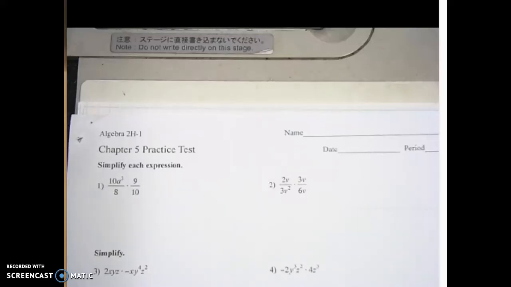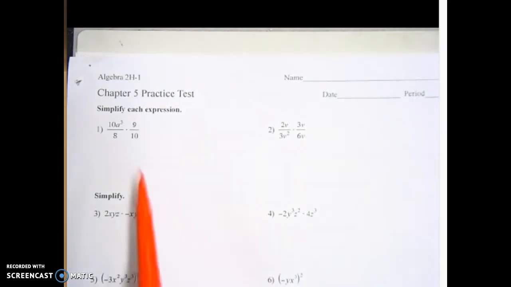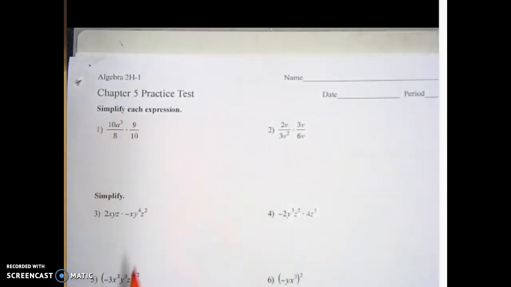This is the Chapter 5 practice test for Algebra 2. So numbers 1 and 2 say simplify the expression. We've got simplifying all the way up to number 6.